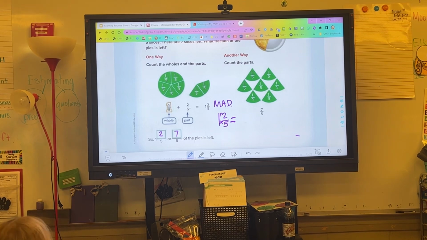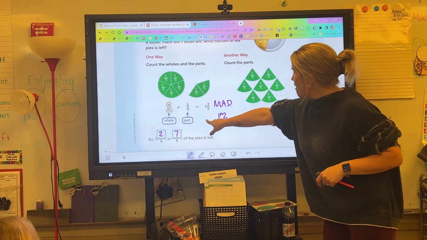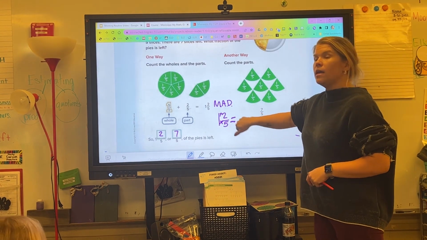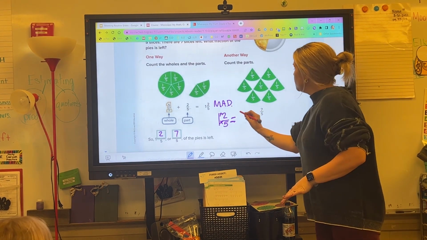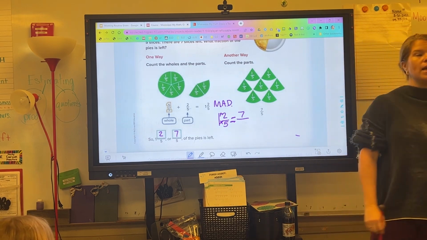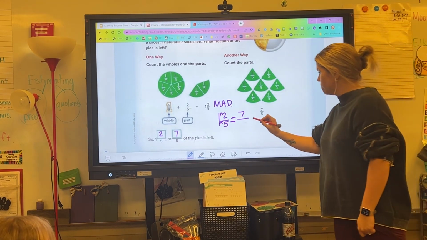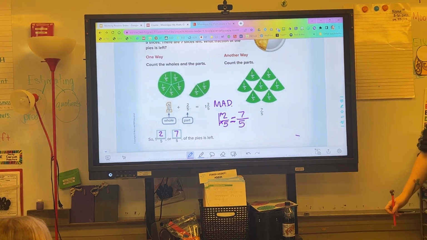What number am I starting with right now? Y'all got to be on the board. 5. Start with that denominator. 5 times 1 is 5. Then I'm going to say 5 plus 2 is 7. There's my new numerator, and my denominator stays a 5. That's how we do it when we don't have models. Now I got to teach you the other way, though.